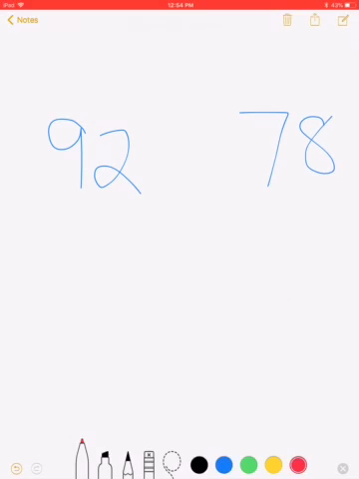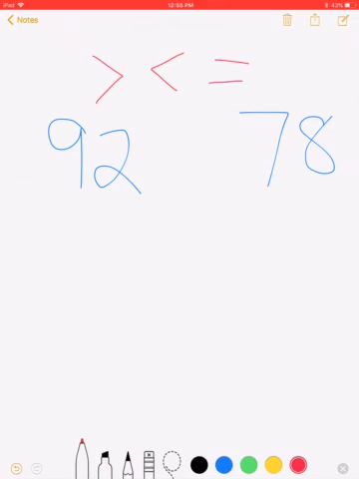Our focus tomorrow in class is going to be on comparing and ordering fractions. So we're going to be really looking at the place value of fractions, just like when we compare and order numbers. So just like when, let's say, we look at the number 92 or 78, when we compare those, we're using our greater than, less than, or equal to.